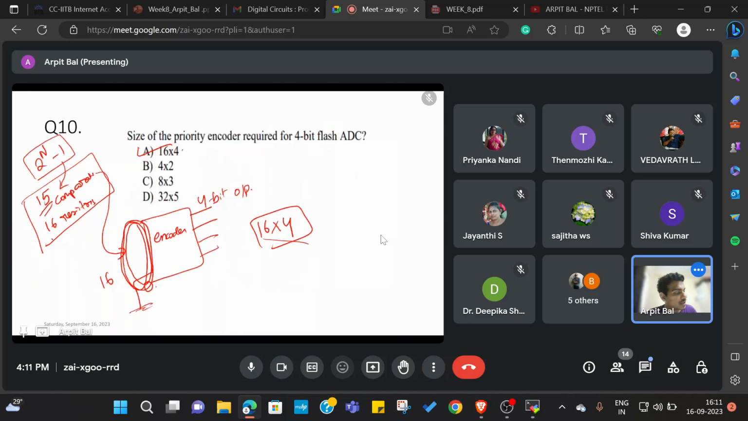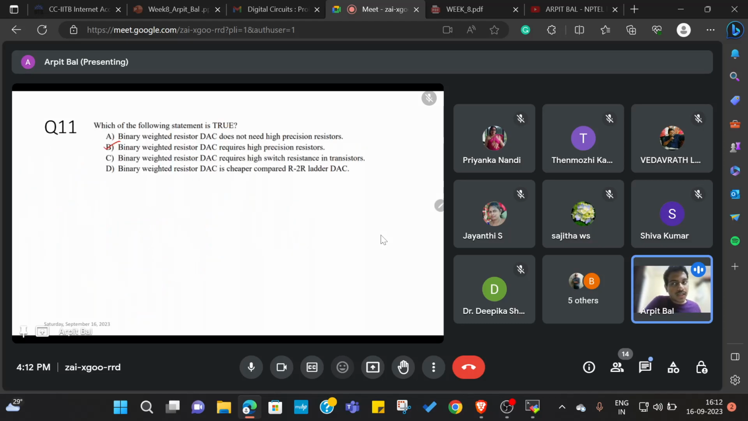This is for practice. The next thing was determining the dimension of the encoder that is needed, and we figured out that a total of 15 comparators are there. So there will be 15 outputs incoming to the encoder, and one output is anyway grounded, so the input is going to be 16 and the output needed is 4-bit.